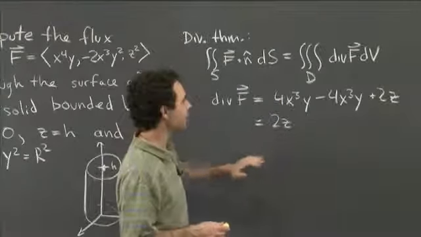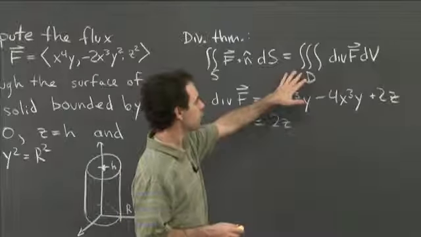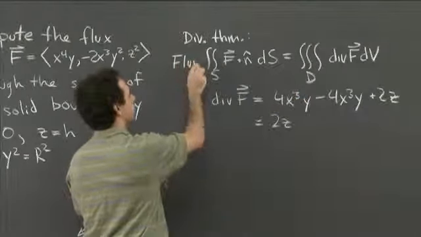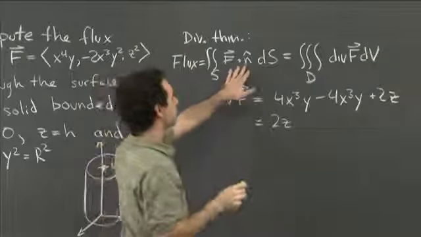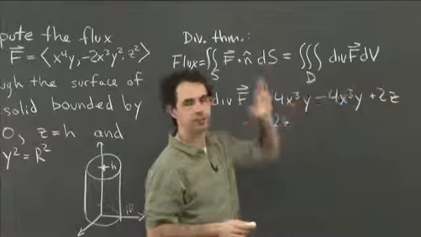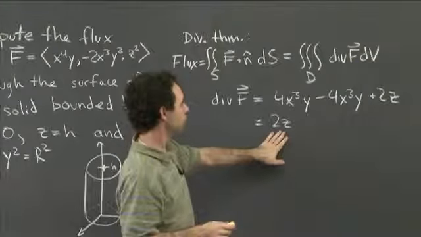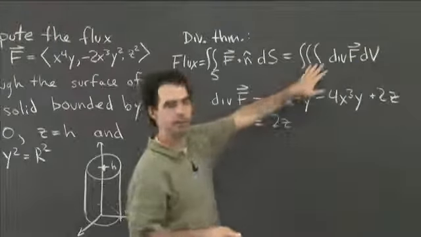OK, so that's the divergence. So the thing that I want, I'm going to write, this is the flux, these integrals that we're interested in, this surface integral, and then by the divergence theorem, that's the same as this triple integral. OK, so the divergence is this 2z. So the flux is what I get when I just put that in here.